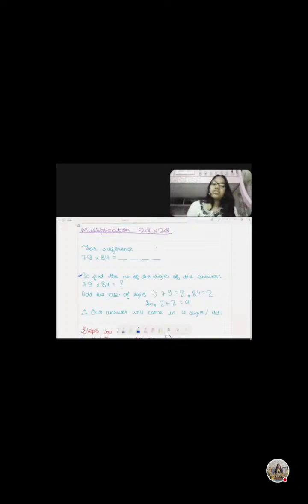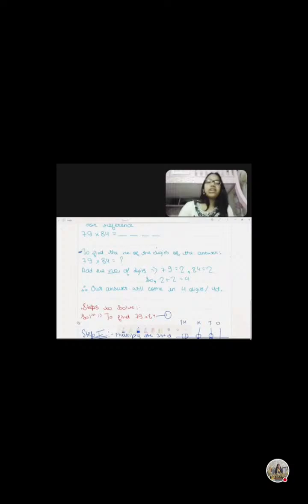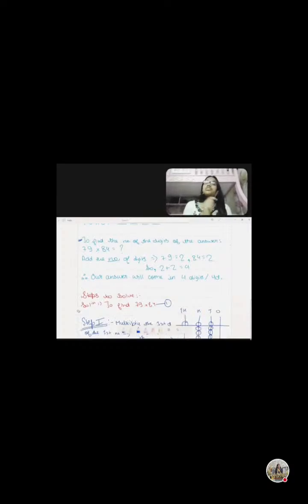Add the number of the digits, not the actual digits, only the number of the digits. You don't have to add 7, 9, 8, 4. You only have to add the number of the digits. So the number of the digits are 2 and 2. So 2 plus 2 is 4. So I've written 4 here. Our answer will come in 4 digits, or 4D. That is the same thing.